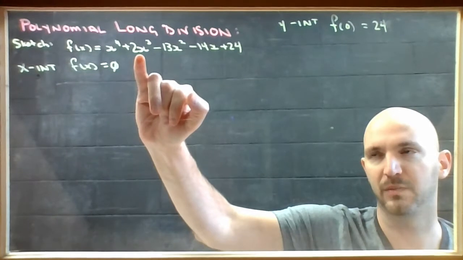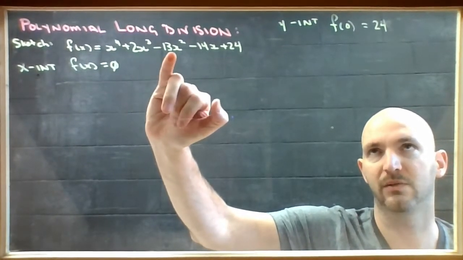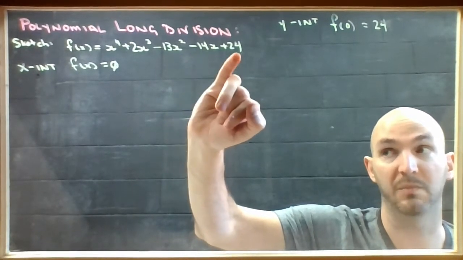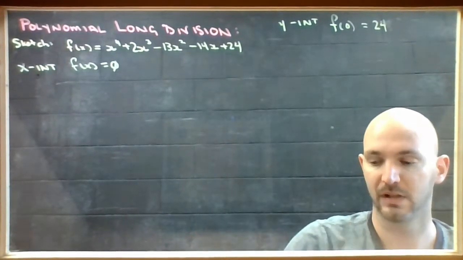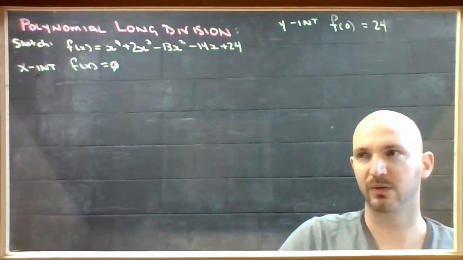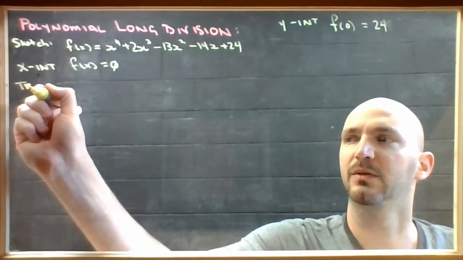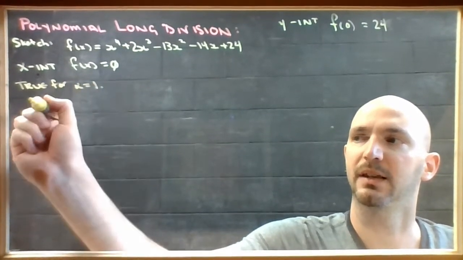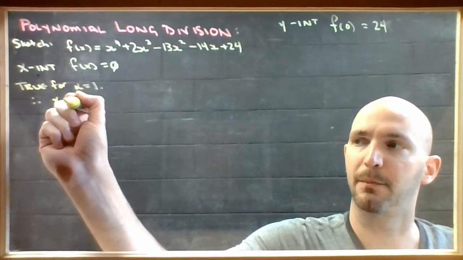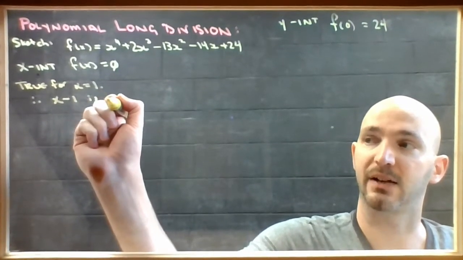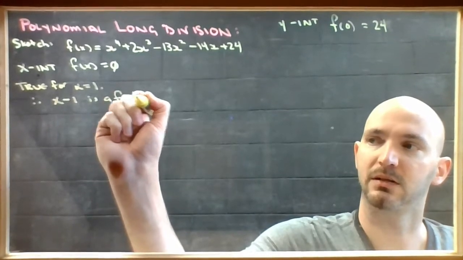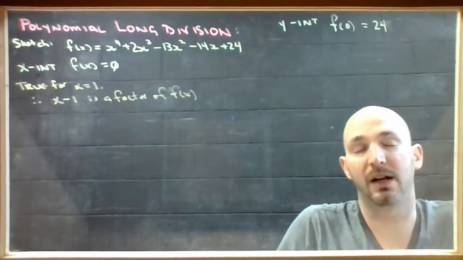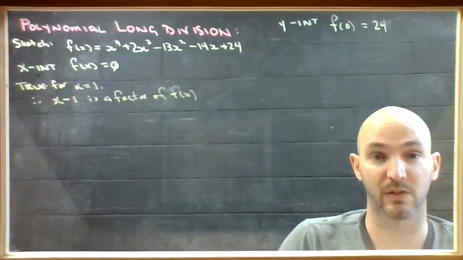1 plus 2 would be 3. 3 minus 13 would be minus 10. Minus 10 minus 14 is minus 24. Plus 24 is 0. So this is true for x equals 1. Therefore, x minus 1 is a factor of f of x. So I'm going to divide that factor out using polynomial long division.